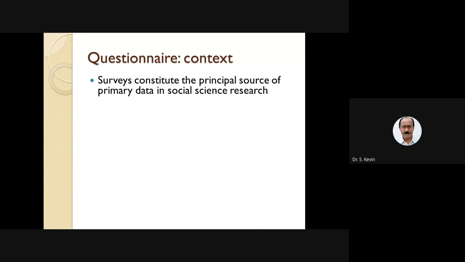In physics, we are studying objects. So there we are looking at and observing the objects. It's easy. Here we have to get data from the people. They have to cooperate. They have to give. Otherwise, we will not get data. So they are the source of the data. They are known as respondents.